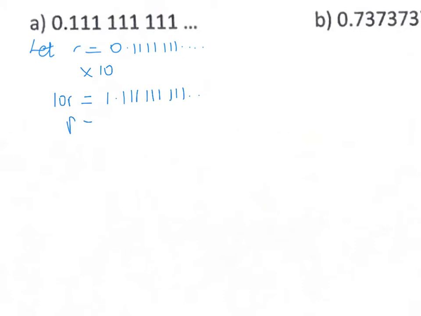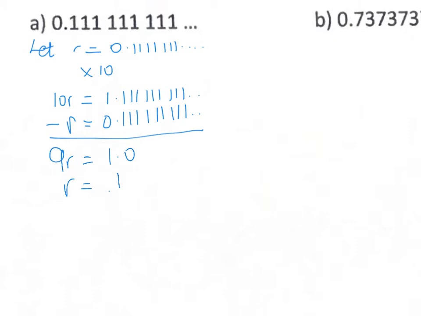We rewrite the original as R equals 0.11111111 and we'll take those away. And what we can see is that all the ones line up, and whenever we take those away they'll cancel, and what we'll be left with then is 9R equals 1.0. Dividing by 9 we get R equals 1 over 9. So the fraction 1 over 9 is equivalent to 0.111111.